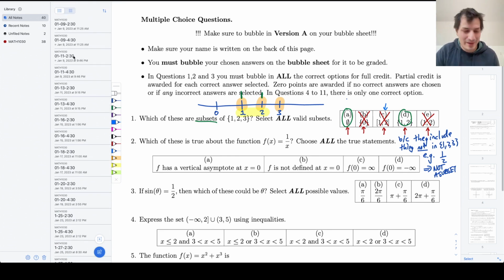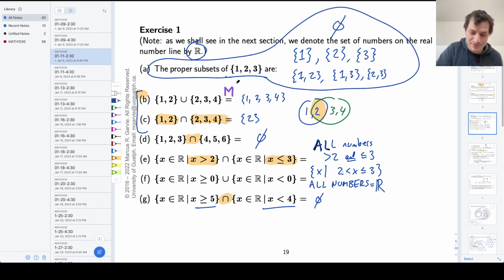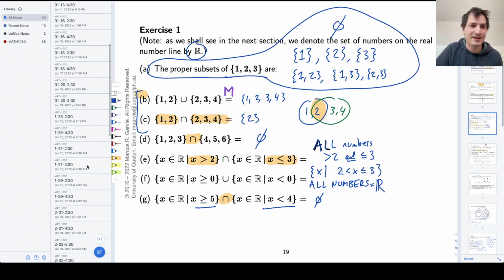And you have to go all the way back to January 11th. The first class of the course is where we did this. It was exercise 1. The proper subsets of 1, 2, 3 are, and we listed all the proper subsets of 1, 2, 3. It was the very first question in the course. So maybe it was so far back that people didn't remember or were confused or didn't study right from the practice midterm and didn't understand what was going on.